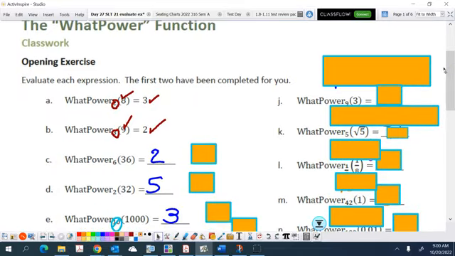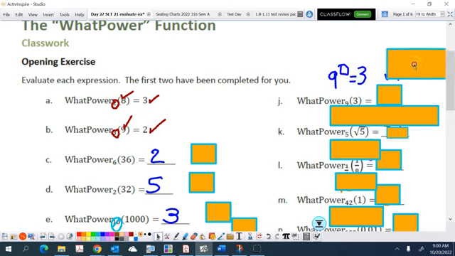Now, J is unusual in that the base 9 is smaller than the answer 3. So you have to start thinking about rationals and radicals. What can I do to 9 to make 3? I can take the square root. And if you remember rationals, square root is the same as the 1/2 power. Remember, it's asking what power it is. It's not asking about radicals.